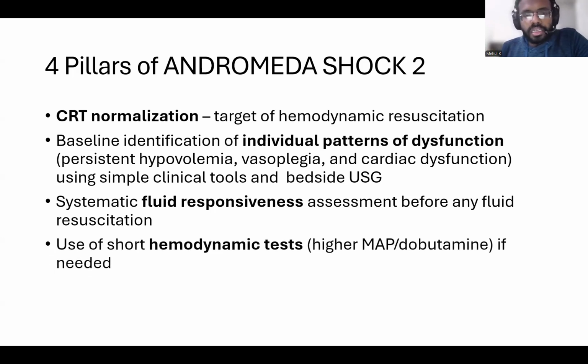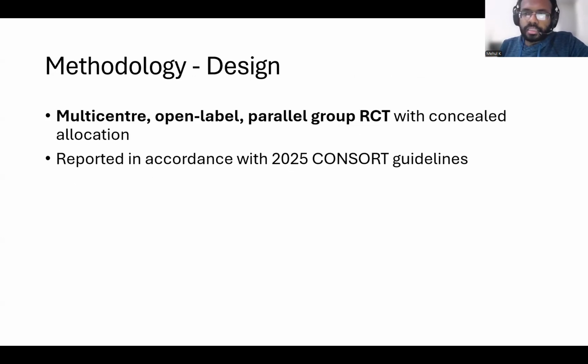And lastly, they use something a little bit out of the box, which is the use of short hemodynamic stress tests, like a higher MAP stress test or a dobutamine stress test, if nothing else was working. Some of these things are things that a lot of us were already doing, even though it is not technically in the guidelines as such. Once the usual things are not working, you have to think out of the box. These are not exactly new for us, but this is the first time that all of this is being studied in a protocolized trial like this.